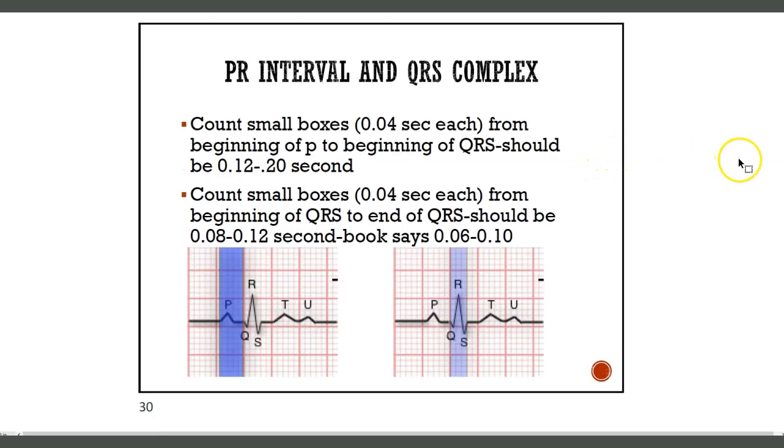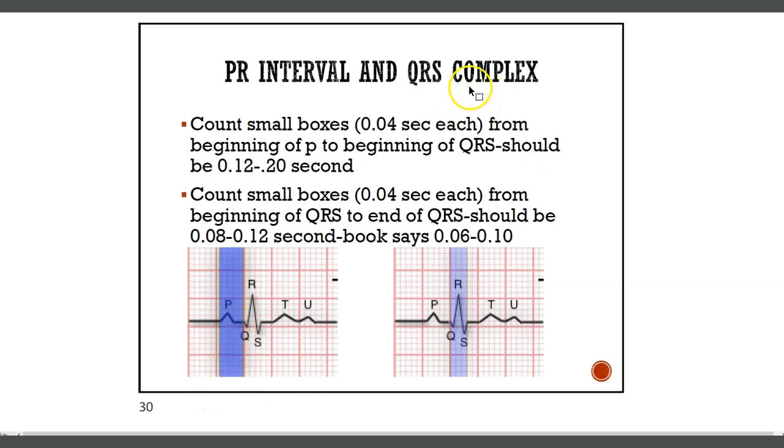All right, so this is how you count for the PRI and the QRS complex. In measuring the PRI, this would be the PRI: the beginning of the P to the beginning of the QRS. Count the small boxes from the beginning of the P to the start of the QRS. Ideally, you want it to be 0.12 to 0.20 seconds.